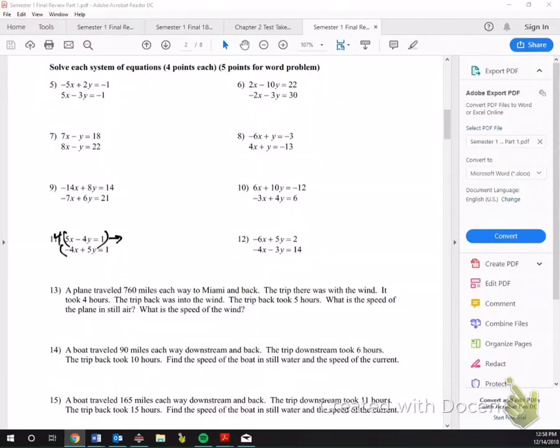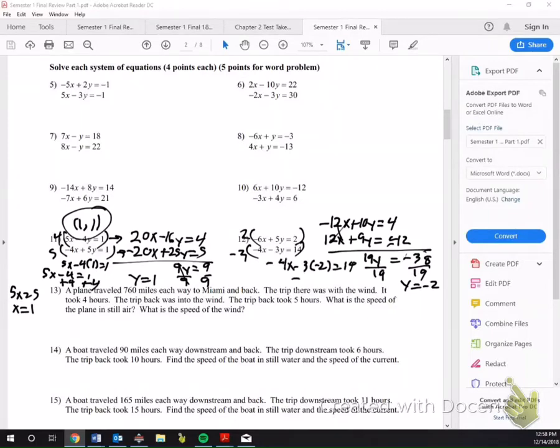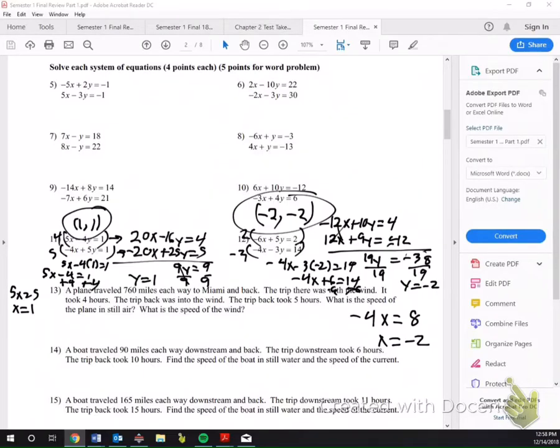11. Now 11 I have to multiply both of them. I'm going to multiply the top one by 4, bottom one by 5. That's going to allow me to get rid of my x's. I get y equals 1, plug it back in, and I get x equals 1, so that point is 1, 1. Number 12, same general idea. So on number 12, it's negative 2, negative 2.